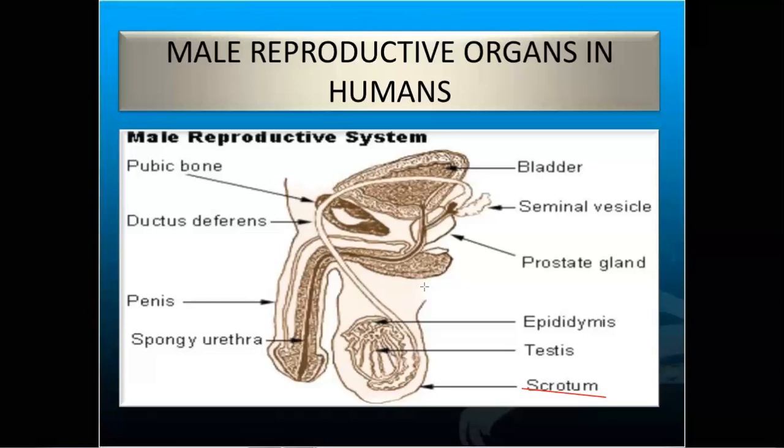The male reproductive system also has some accessory glands like seminal vesicles. You can see here the seminal vesicle. This is the seminal vesicle. Prostate gland. Here is the prostate gland, right? So these are some accessory glands which are present. So that is all about the male reproductive system.